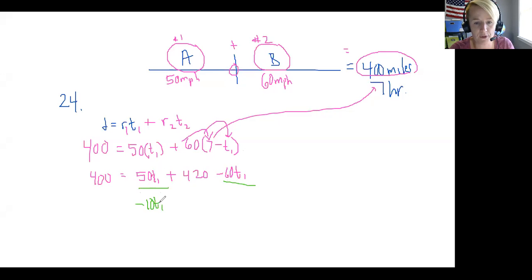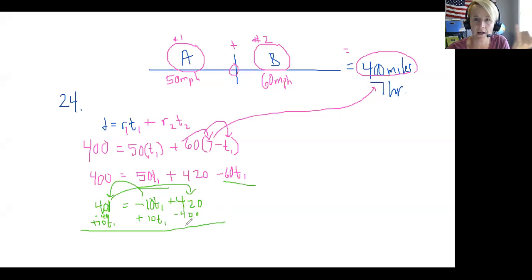I know I don't want my number to eventually be negative, so I'll do some flipping here in a second. Plus 420 equals 400. What I would really like to see happen is for this to go over here and for this to come over here. So I'm just going to do that. I'm going to add my 10 T1 over here, and at the same time, I'm going to subtract my 400. So I'm literally just swapping sides and swapping signs.